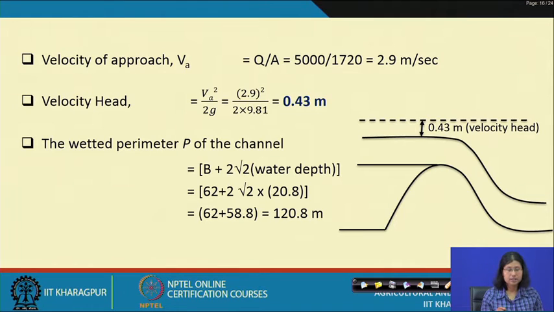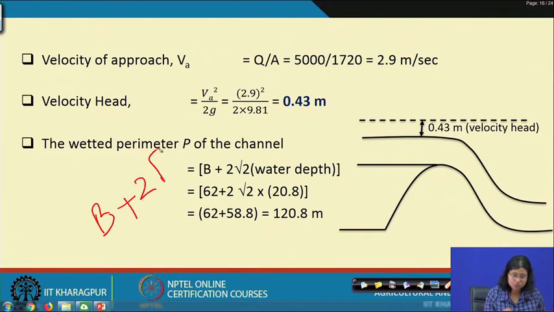Once we have this, we calculate the wetted perimeter of the channel. This is the velocity head here, 0.43 meter, and now coming to the calculation of wetted perimeter, since we assume the channel as trapezoidal, the formula is B plus 2 root 2 d, where d is the water depth. B is the width of the channel that we calculated in the previous step, and 2 root 2 d, with d that we calculated earlier.